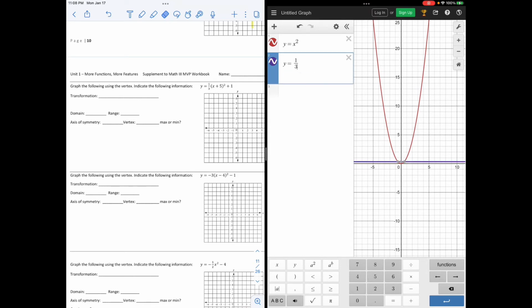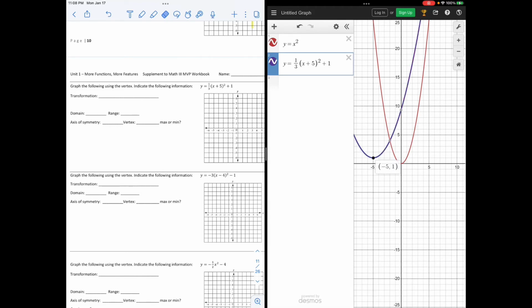So y is equal to 1 divided by 3, then parenthesis x plus 5, squared. Notice it moved it to the left, plus 1. It should move it up 1. Okay? So now, let's look at that. A couple of different things happen. Notice that my vertex is (-5, 1).